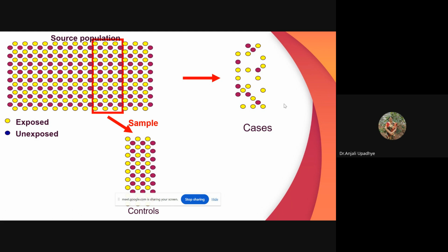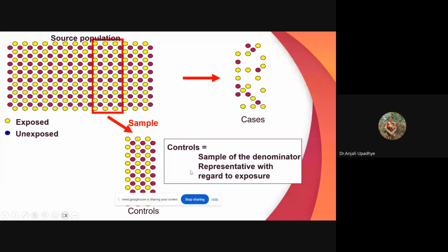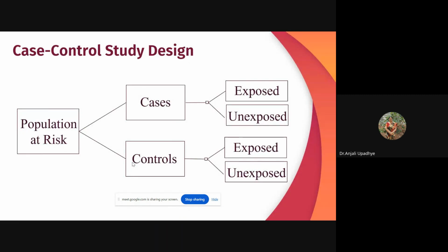Now we are studying the cases and comparing the cases with the controls. So the controls are a sample of the denominator, representative with regard to the exposure. This is the exposure, but one of the cases which has been previously studied as a control. So whenever the case control study design is used, the population is at risk.